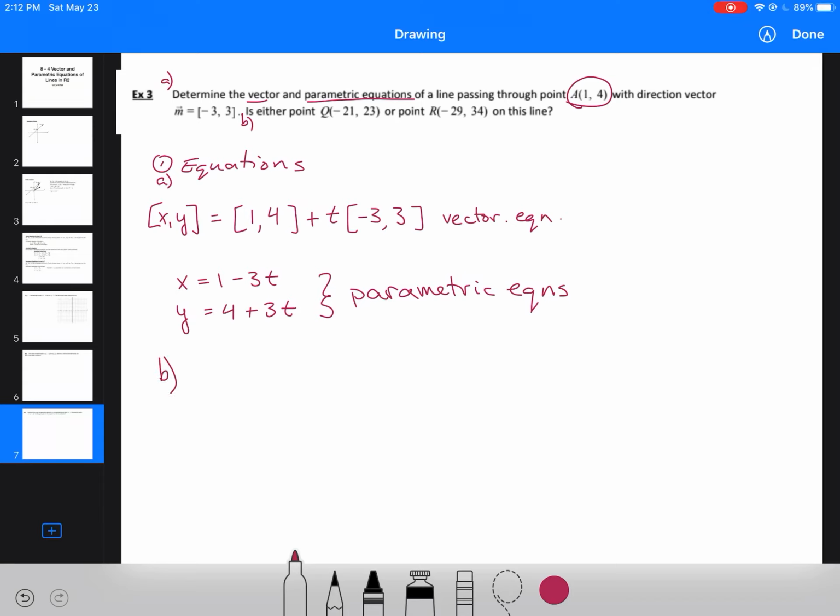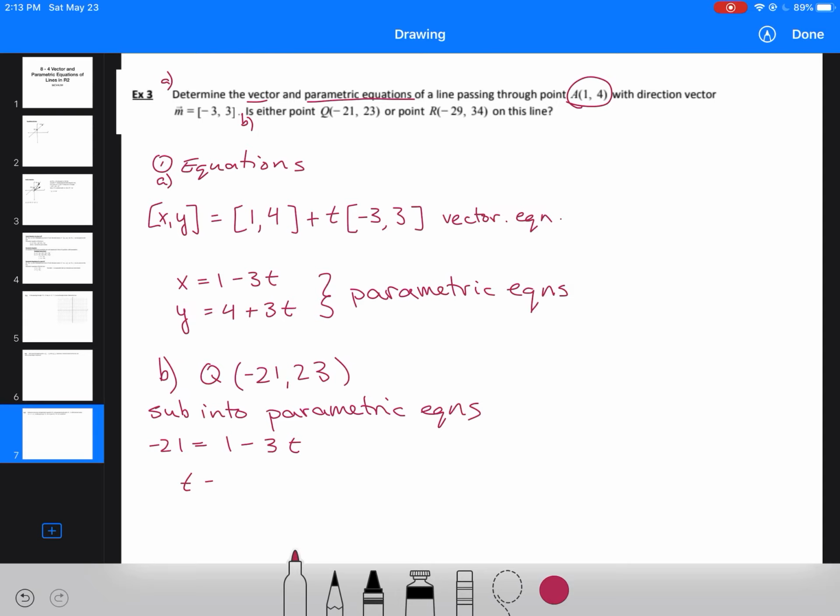Okay. Now that we have those two equations, this is A, we're going to look at B. So we're going to test those 2 points. What we need to do is check and see if those points satisfy the conditions. So probably the easiest way to do it is to sub it into your parametric equations because you already have them split up. So let's sub into the parametric equations. And really we're just checking to see if t comes up as the same value in both.